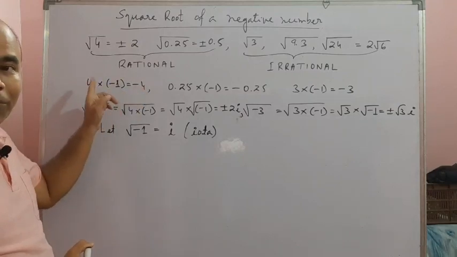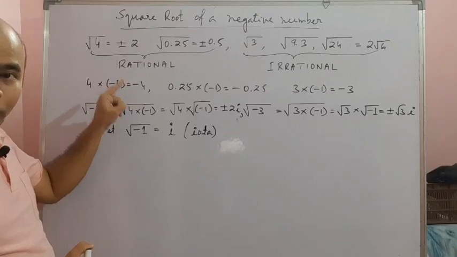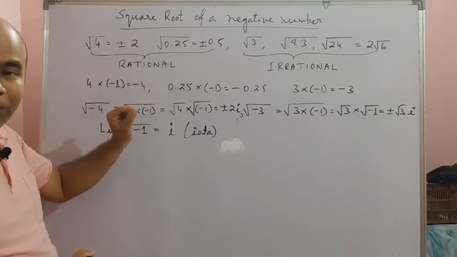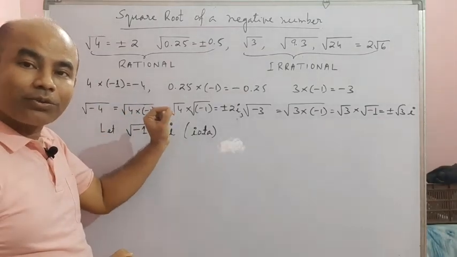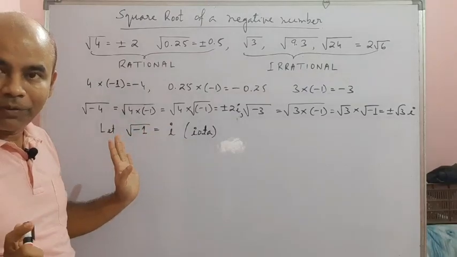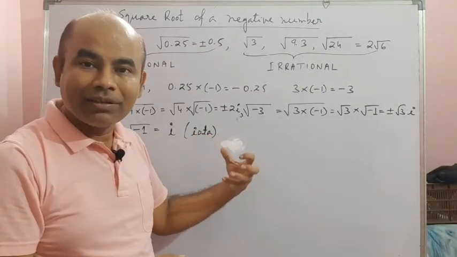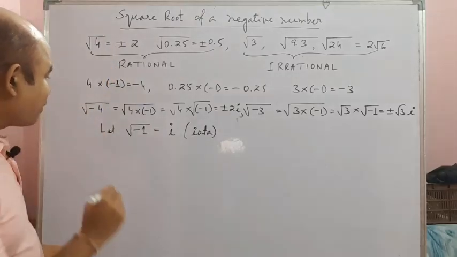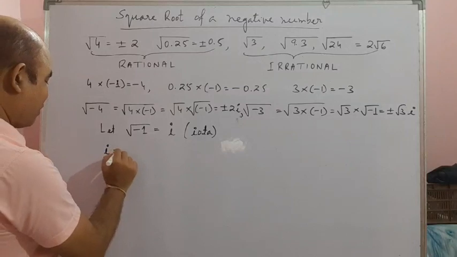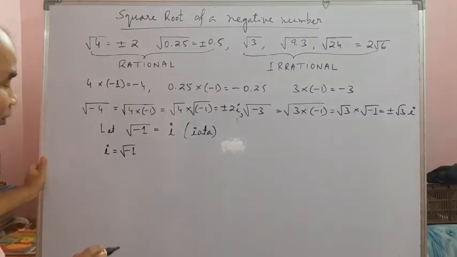So whenever you go to find a square root of a negative number, you need to calculate the square root of the positive factor, which may be rational or irrational. Already you know how to calculate that, and you have to calculate the square root of -1, which just now we assume is equal to i. Okay, clear now? Next, let us discuss some points regarding this i. So i is what? i is square root of -1.